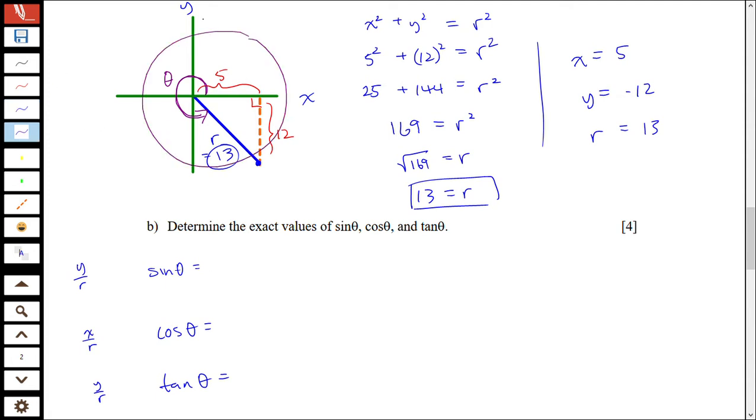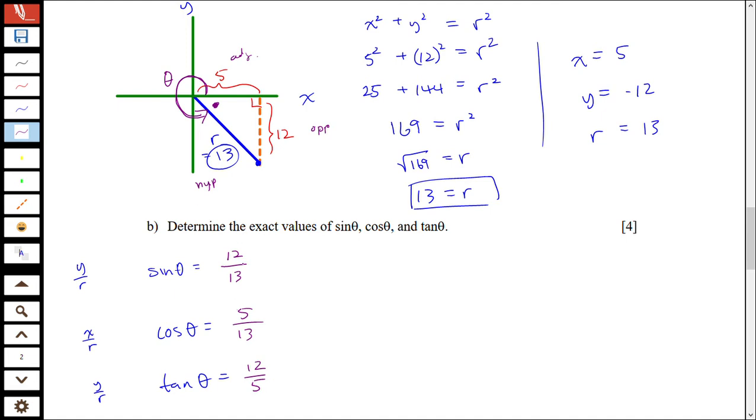So if we look at our diagram over here, remember we always make reference to the beta angle. So if that's my beta, I'm just going to use that as a reference angle. Just use SOHCAHTOA. So this is going to be my opposite. That's going to be my adjacent. My r is going to be my hypotenuse. So sine is opposite over hypotenuse, so that's going to be 12 over hypotenuse, 13. Cosine is going to be adjacent over hypotenuse, so adjacent is my 5, hypotenuse is 13. And tan is going to be opposite over adjacent, so 12 over adjacent, 5.